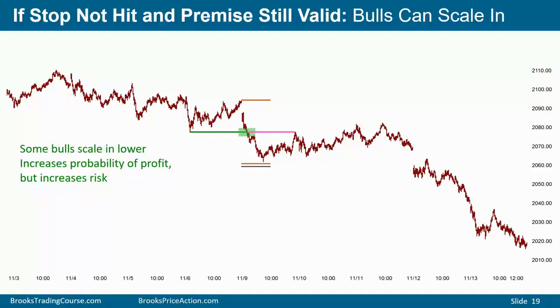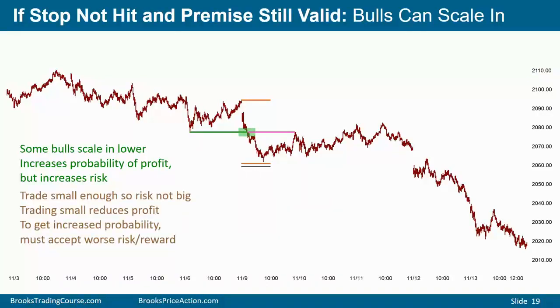A lot of experienced traders will buy small and they'll scale in lower and use a wide stop. By scaling in, you're increasing your probability, but anytime you improve your probability on a trade, because of the trader's equation, you have to reduce your risk reward. And that usually means you're increasing your risk and reducing your profit. Again, you should always be trading small enough so that your risk is not bigger than it is on any other trade.